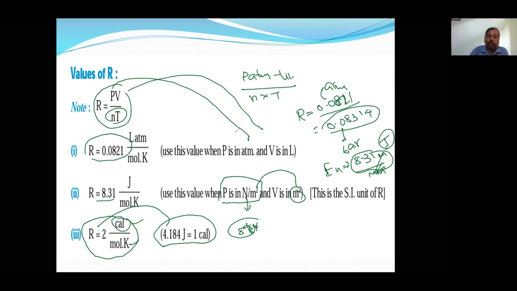Suppose 760 mm is given. We don't have units for millimeter, so we will divide by 760. Then 760 by 760, you will get 1 atm. So we will use units according to this. Is that clear?